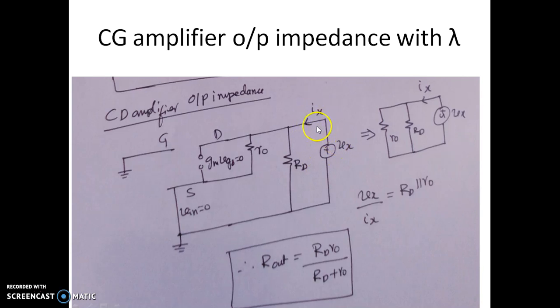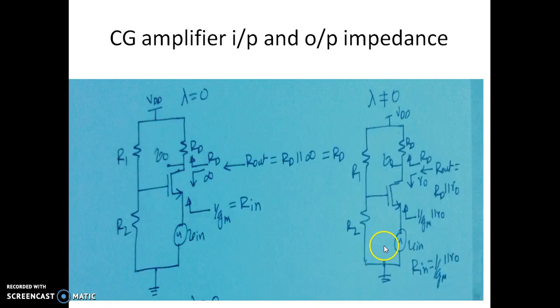By applying a dummy source Vx at the output node, we have Vx by Ix given by, now you can see this is grounded, so R0 is coming in parallel with Rd. That is the equivalent circuit. So Rout happens to be Rd parallel R0. So when lambda is non-zero, Rout is Rd parallel R0, whereas it was only Rd when lambda is 0.